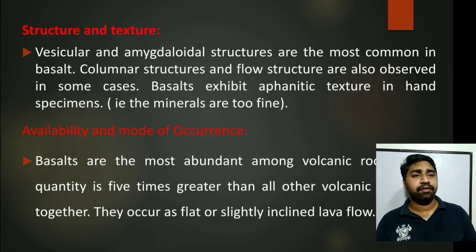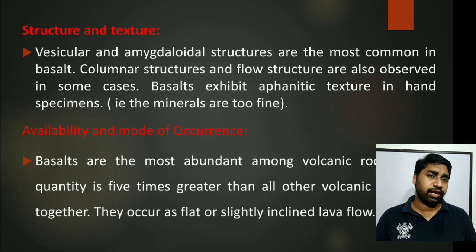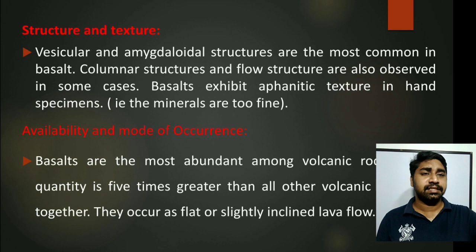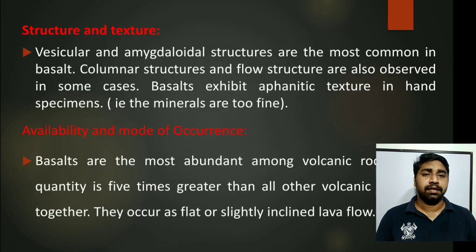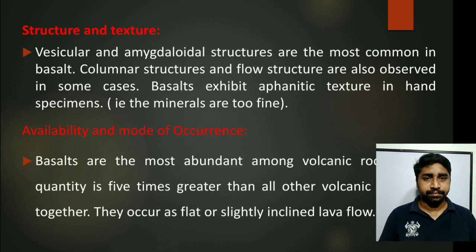Columnar texture and flow structures are also observed in some cases. Why? Because columnar textures or flow textures are mainly made out of volcanic eruptions, right? Densification of volcanic eruptions is the reason columnar structure or flow structure is more common with basalts. Basalts exhibit aphanitic texture in hand specimens. That is, minerals are too fine grained, very fine particles are present in these basalts. That is why it is called aphanitic texture.